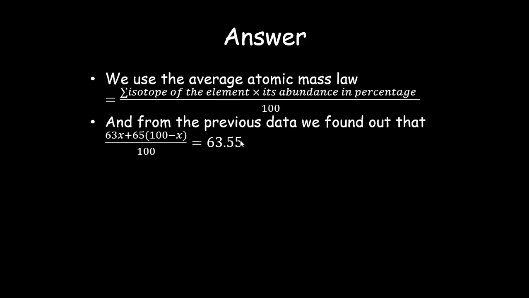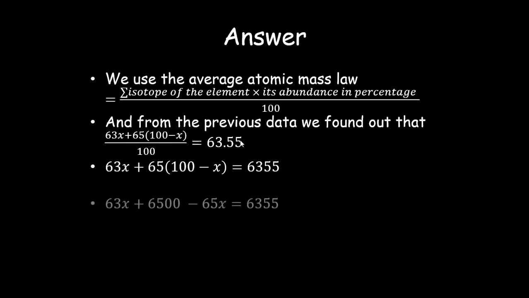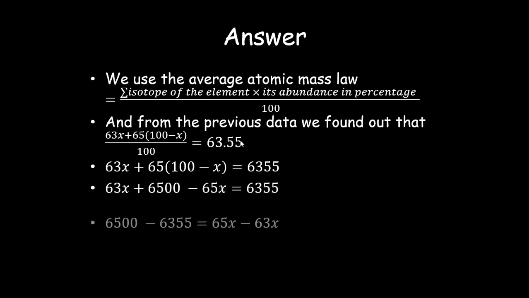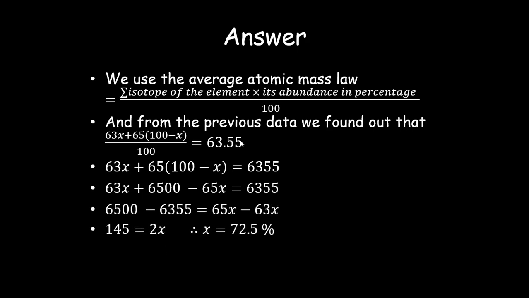Because there is no other form, we can put it in an equation and solve it mathematically: the percentage of copper-63 is x, and the other isotope that would complete the 100% would be 100 minus x. Okay, so 63x plus 65 times (100 minus x) equals 6355. Solving the equation, we found out that x equals 72.5%. So the closest answer is C.